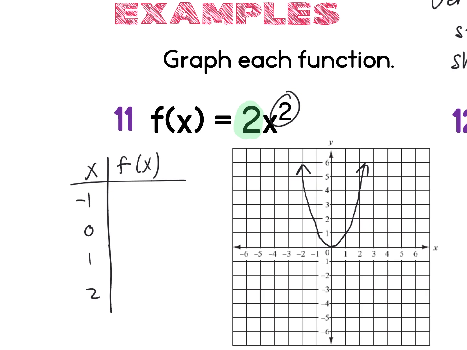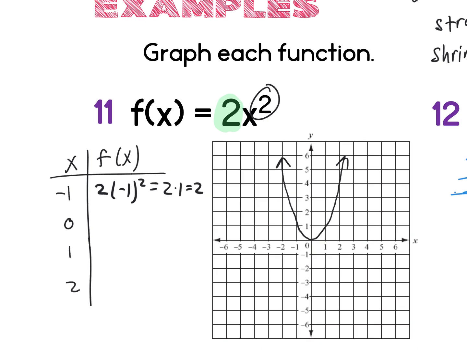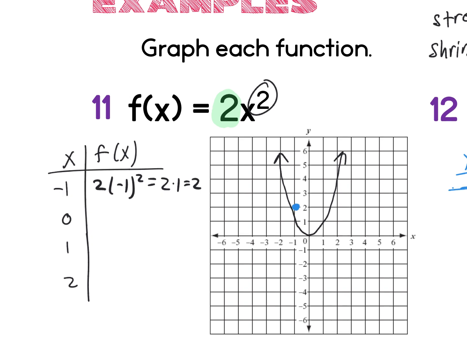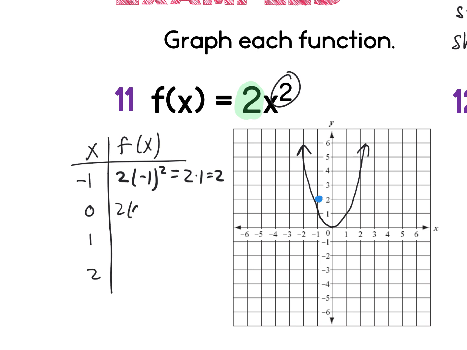All right, so let's start with -1. We get 2 times -1 squared. -1 squared is just 1, so we get 2 times 1 is 2. Let's go ahead and plot that point. It's going to be at -1, 2, so right there. Let's do the same thing with 0. 2 times 0 squared is just 2 times 0, which is 0. Let's plot that point. It's going to be right there. What about 1? It's going to get us 2 times 1 squared, which is 2 times 1, which is 2. And then we end up at this point right here.